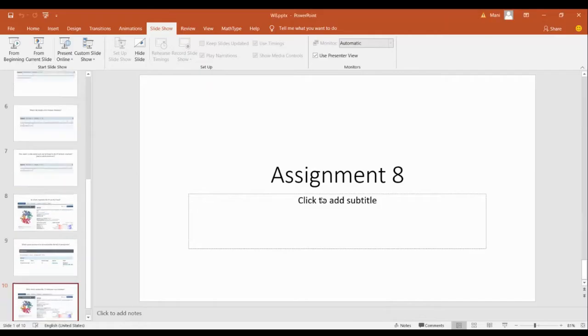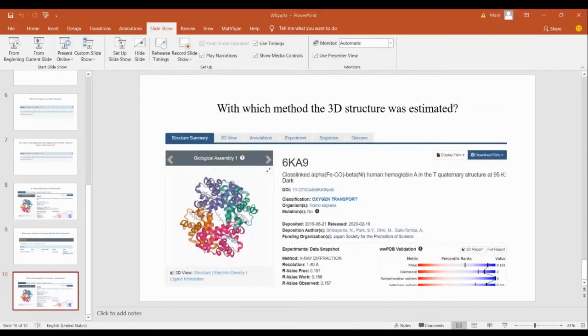Yes, please. For this structure, we had two structures, the alpha structure and the beta structure.